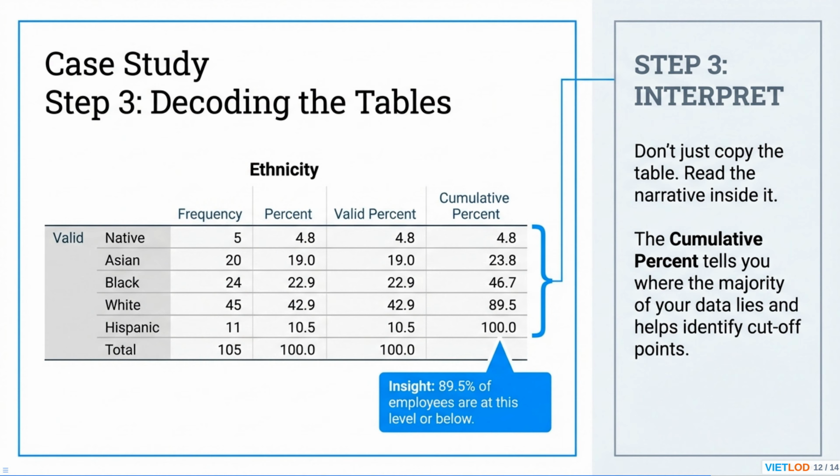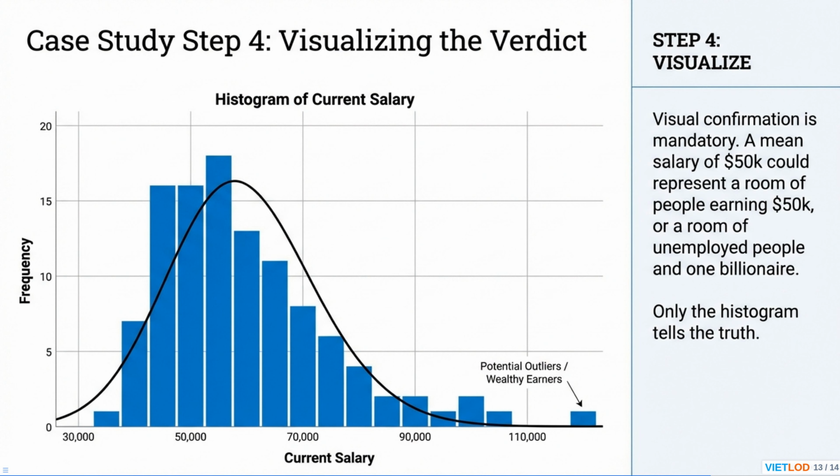When you receive your SPSS output tables, it's crucial not to simply copy them into your report. Instead, you must actively interpret and extract the narrative hidden within these numbers. A particularly insightful column to focus on is the cumulative percent. This running total is incredibly useful, especially when dealing with ordinal or categorical data, as it provides a progressive summary of your distribution. The cumulative percentage indicates the proportion of your dataset that falls at or below a specific category. This allows you to quickly pinpoint where the majority of your data points are concentrated and helps in identifying significant cutoff points within your variables.